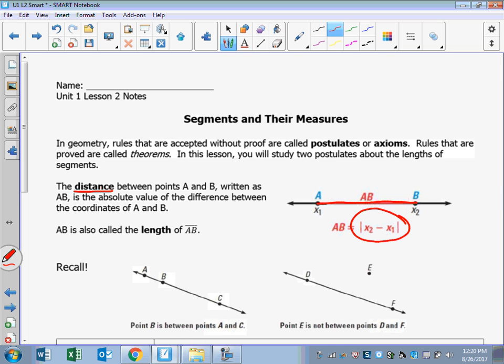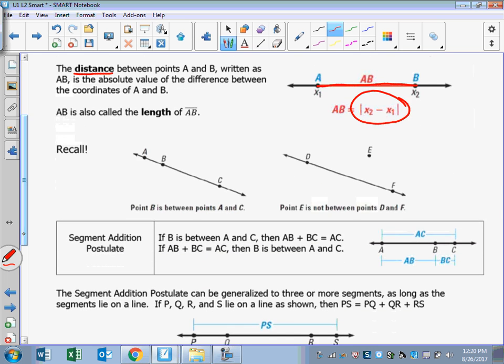A couple things. So things are pretty simple here. Point B is between points A and C. Point E obviously would not be between points D and F.